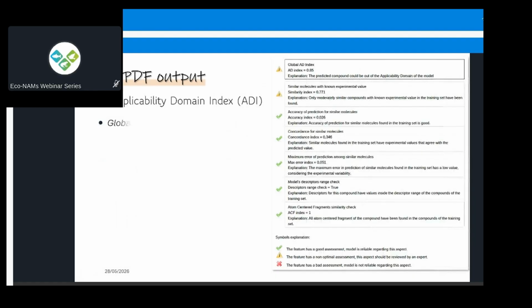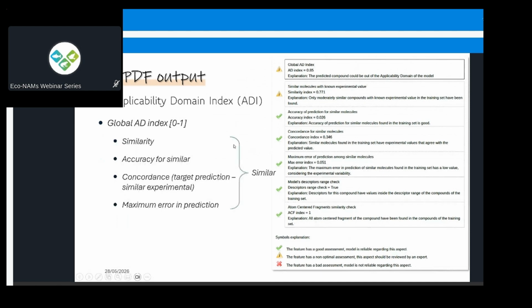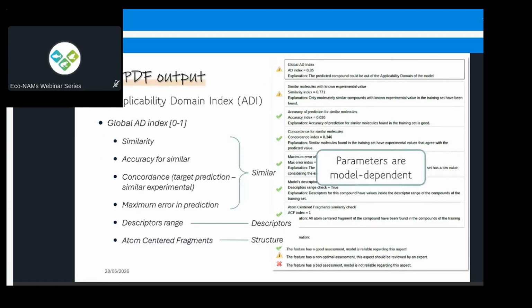In another page, there is the applicability domain index. It's an index that spreads from 0, not reliable, to 1, maximum reliability. And this index is made up of several parameters. Some of them are related to similar chemicals, others to the descriptors, and others to the structures, like fragments rare or unknown to the model. The list of parameters depends on the model, because different kinds of models use different parameters to assess the applicability domain.